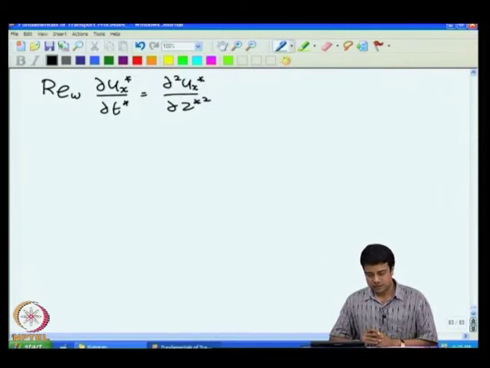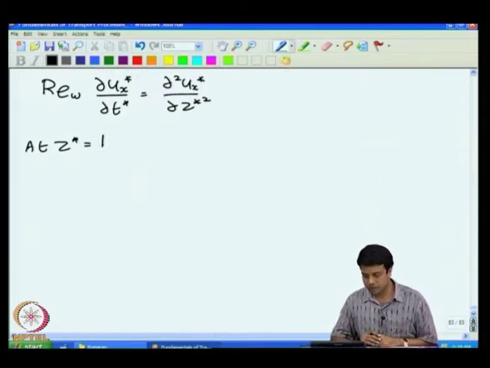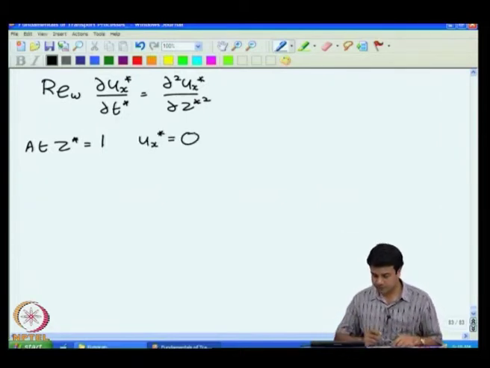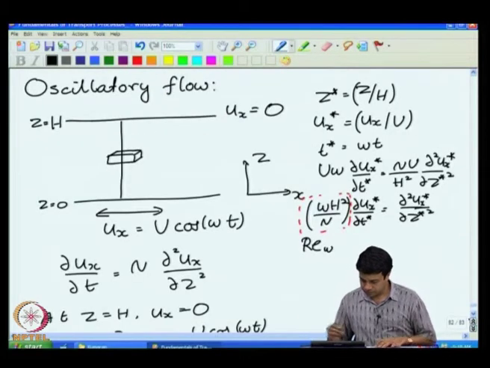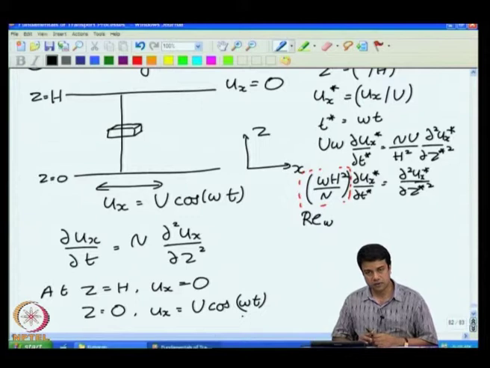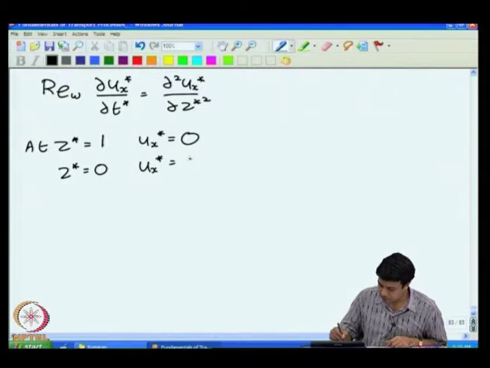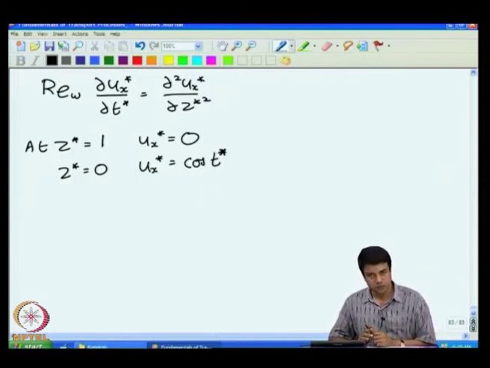And the boundary conditions on this: at z star is equal to 1, the top plate, z is equal to h, and therefore, z star is equal to 1, you have ux star is equal to 0. At the bottom surface, z star is equal to 0, ux was equal to U cos omega t. So, ux star is ux by U and t star is omega t. Therefore, I will get ux star is equal to cos t star. So, this is the partial differential equation that we are trying to solve for an oscillatory flow.